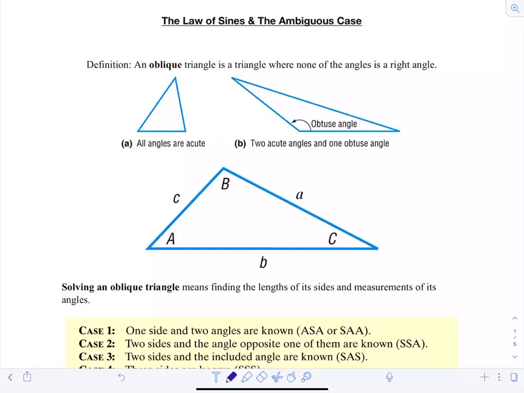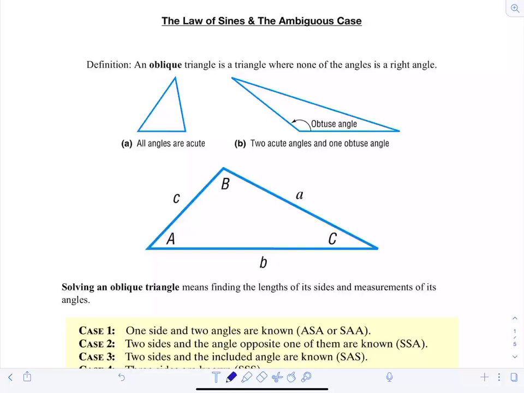Right, this section is on the law of sines and the ambiguous case. So first, a definition. An oblique triangle is a triangle where none of the angles is a right angle. And here we have several examples of different kinds of oblique triangles.